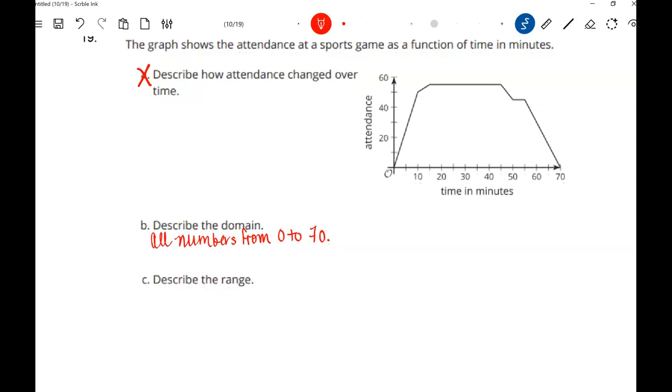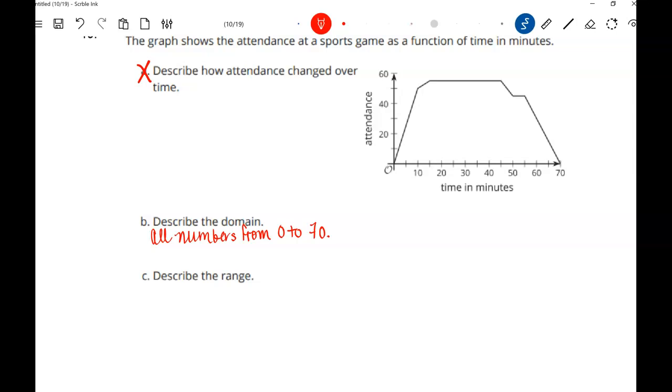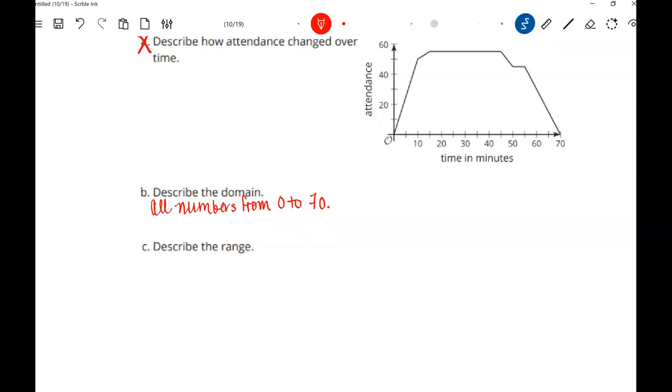C says describe the range. Now this is different because attendance talks about the number of people. So we can't have all numbers. We have to have whole numbers. So whole numbers, and you can't have negatives, from 0 to 55.